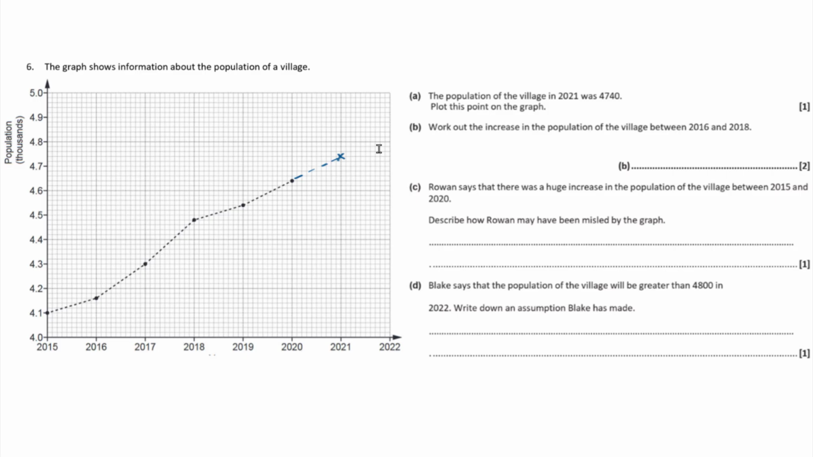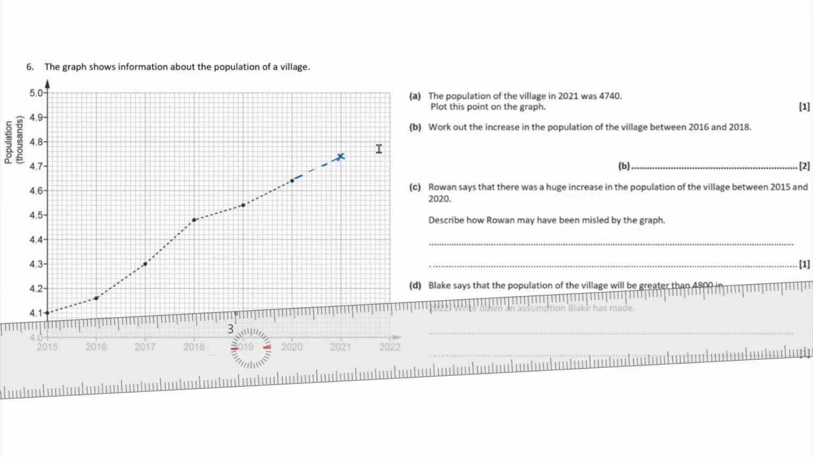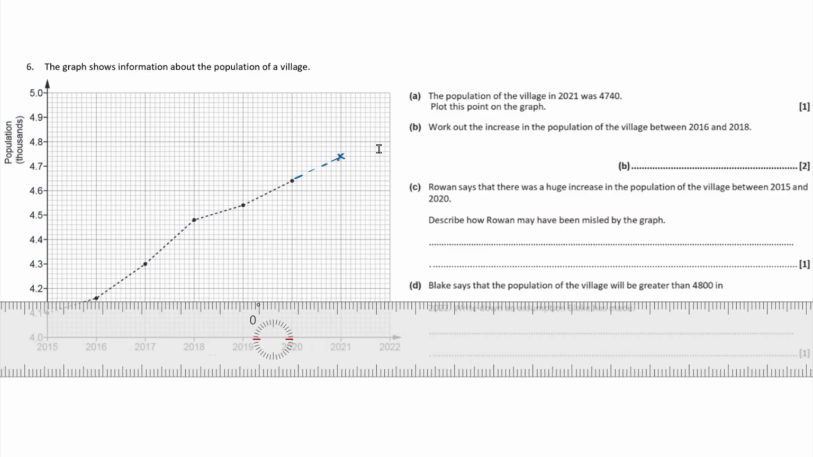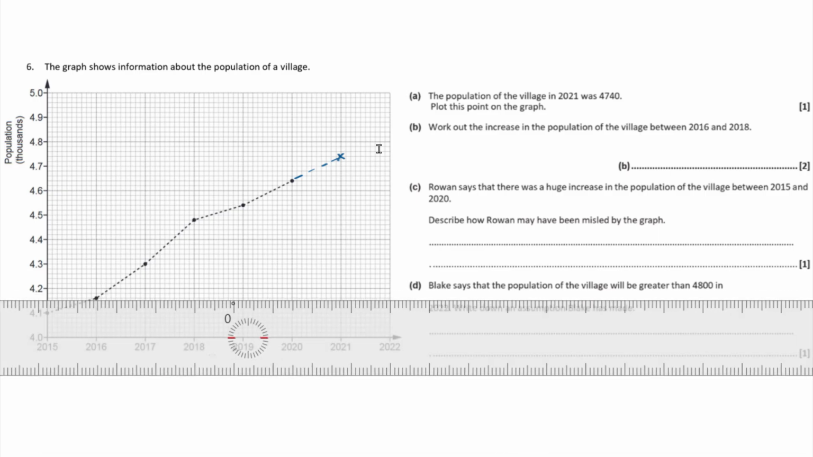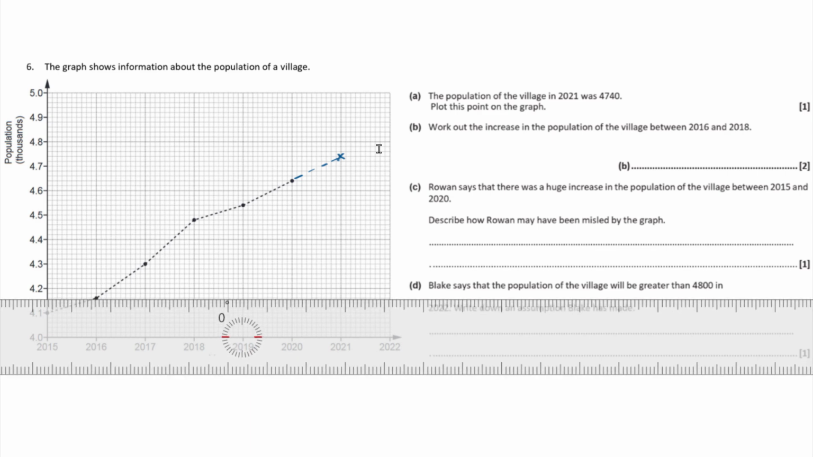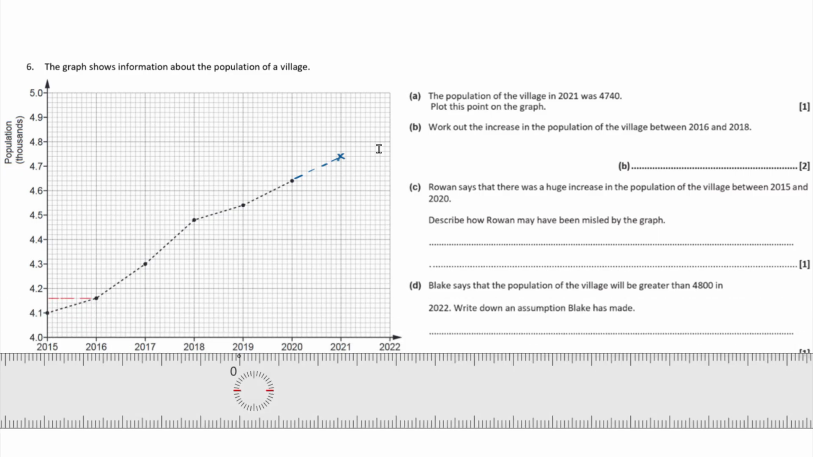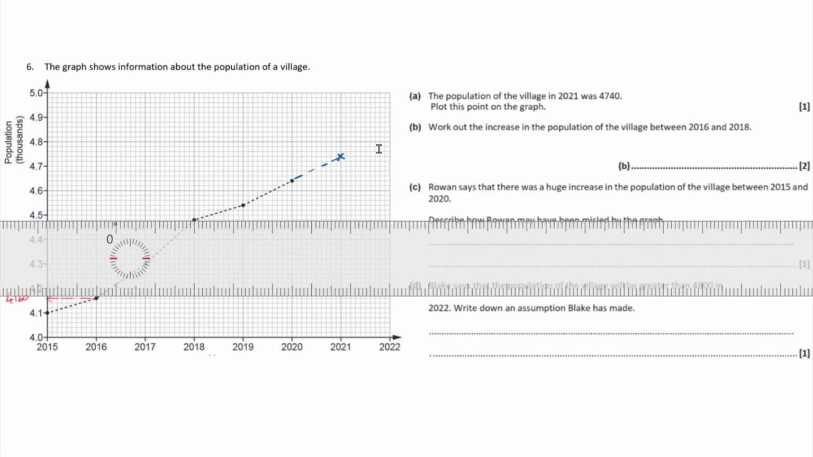Work out the increase in the population of the village between 2016 and 2018. So what was the population in 2016? In 2016, it was here, which is 2 little squares below 4.2. Now remember, each one of those was 20, so that would be 40 below 4,200, so that's 4,160 there. And then the other one at 2018, that's up here now.